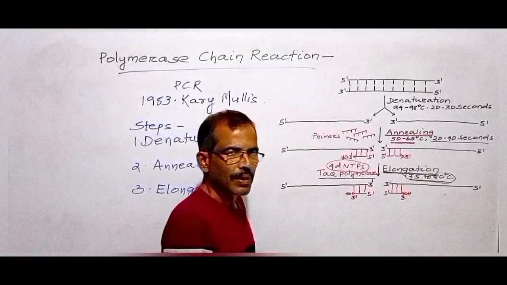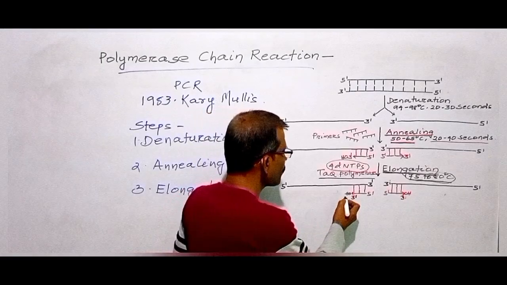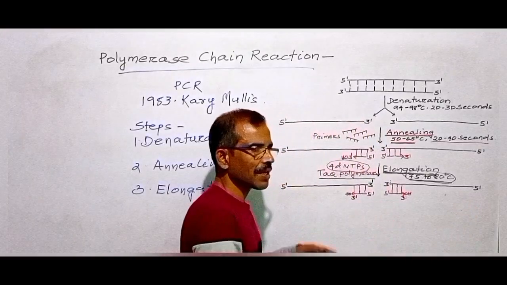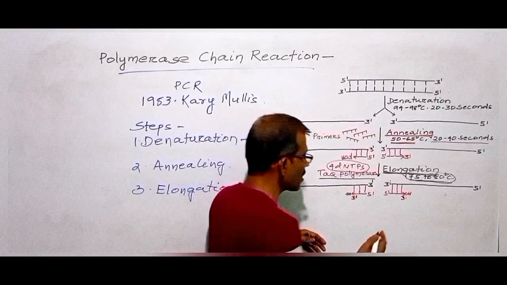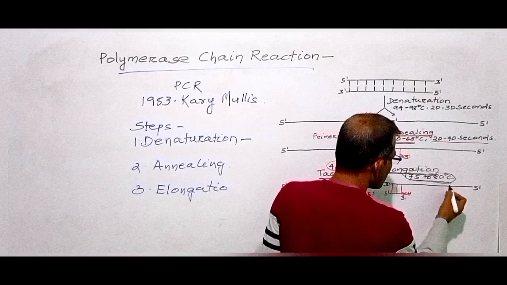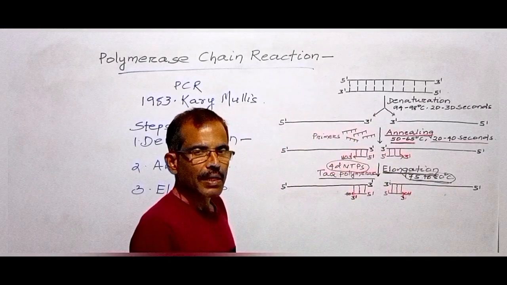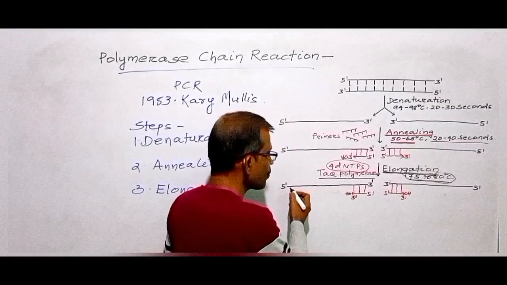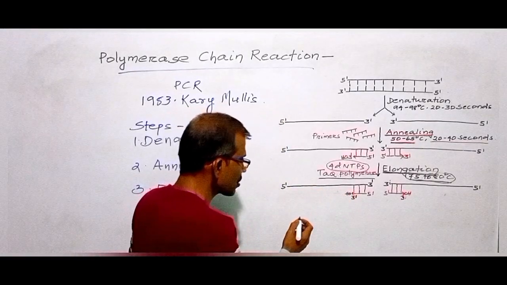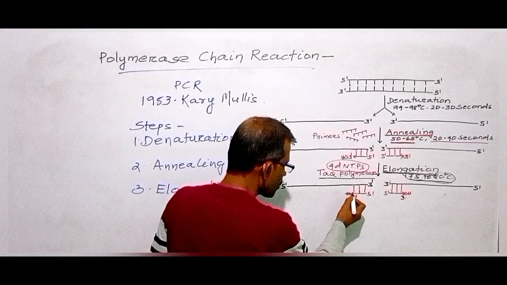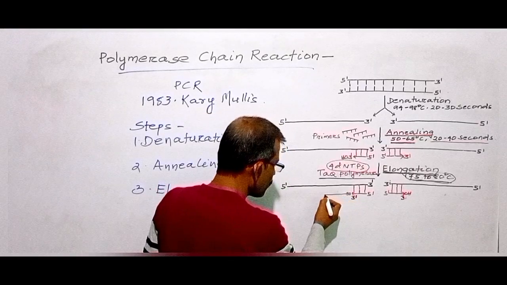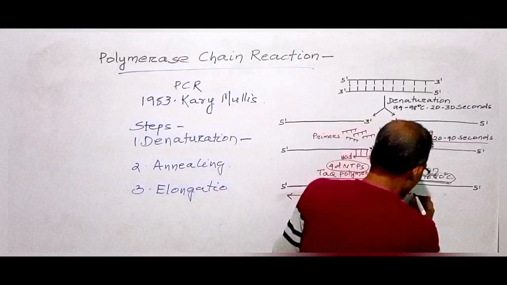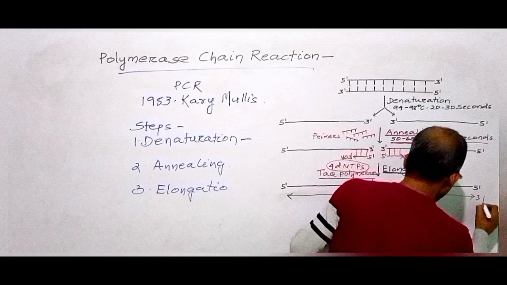Third step is elongation. In this step, the primers are extended in the 5' to 3' direction. For elongation, the reaction temperature is adjusted to 75 to 80 degrees centigrade. At this temperature, Taq polymerase copies the DNA template strand by adding successive nucleotides to the free 3' hydroxyl group, thereby synthesizing the complementary DNA strand in the 5' to 3' direction.